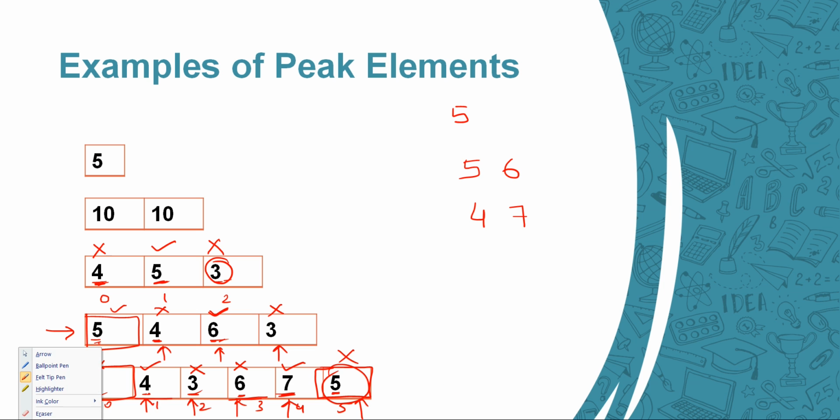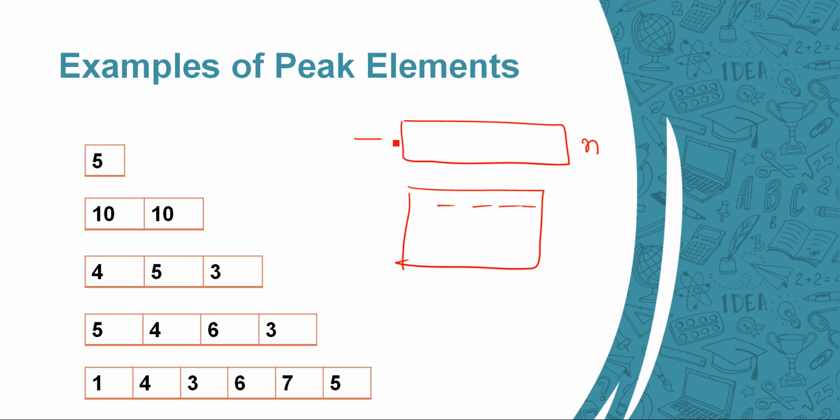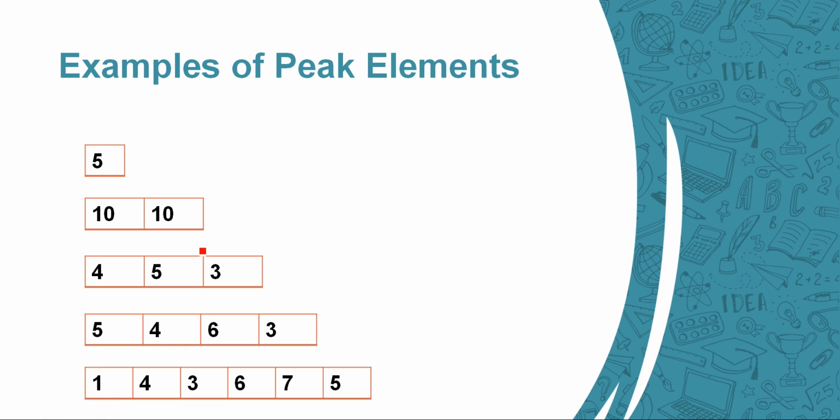So I hope you understand what the peak elements are, and you can easily find them. Our task is that you will be given an array of size n, and you need to print all the peak elements in this particular given array. Okay, so I hope the question is clear to you. Now let's move on to the solution part. How are we going to find a solution for this?